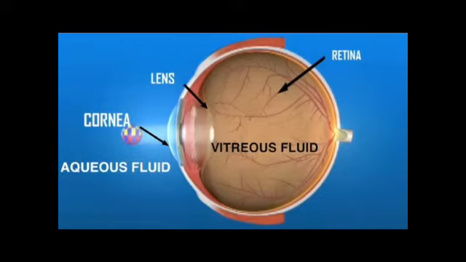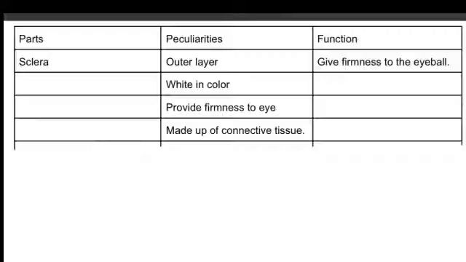The light rays that enter through the cornea pass into the eye through a small opening in the iris called the pupil and fall on the retina. The size of the pupil depends on the muscular movements of the iris. This helps to regulate the intensity of light rays falling on the retina. Okay, children, let us go through the main parts of the eye and their functions and peculiarities in detail.